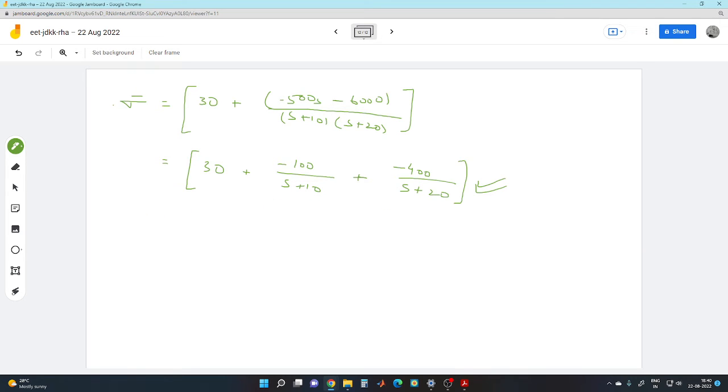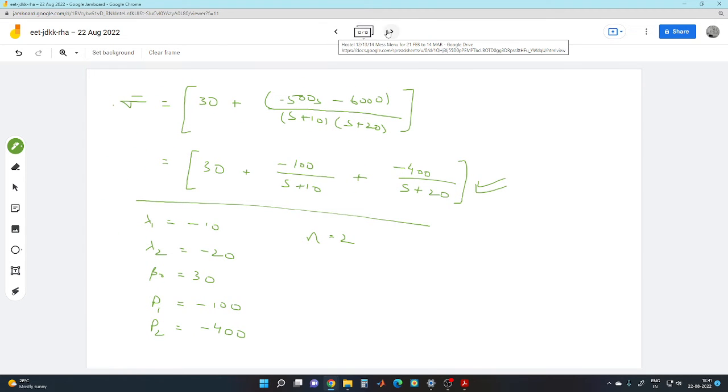So here lambda 1 is minus 10, lambda 2 is minus 20, n is equal to 2, we already know that. Beta naught is equal to 30, P1 is equal to minus 100, P2 is equal to minus 400. So these are the required variables for the Jordan canonical form.